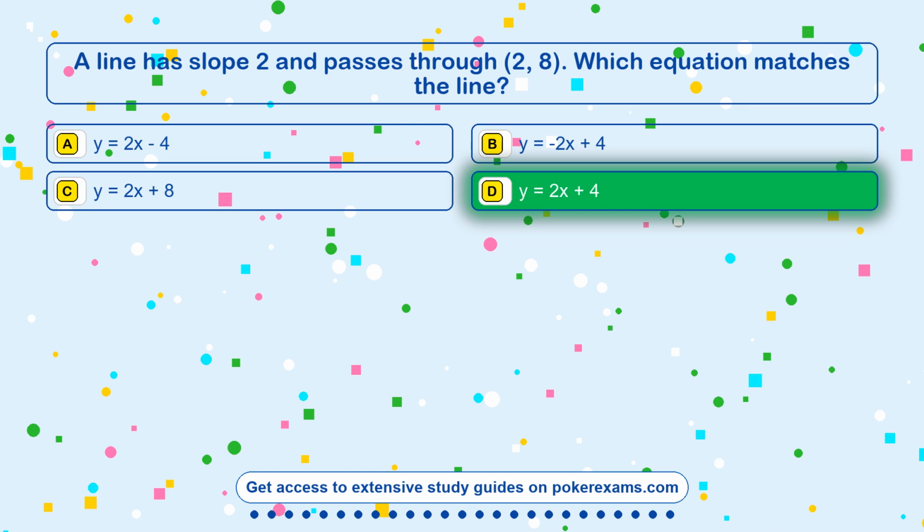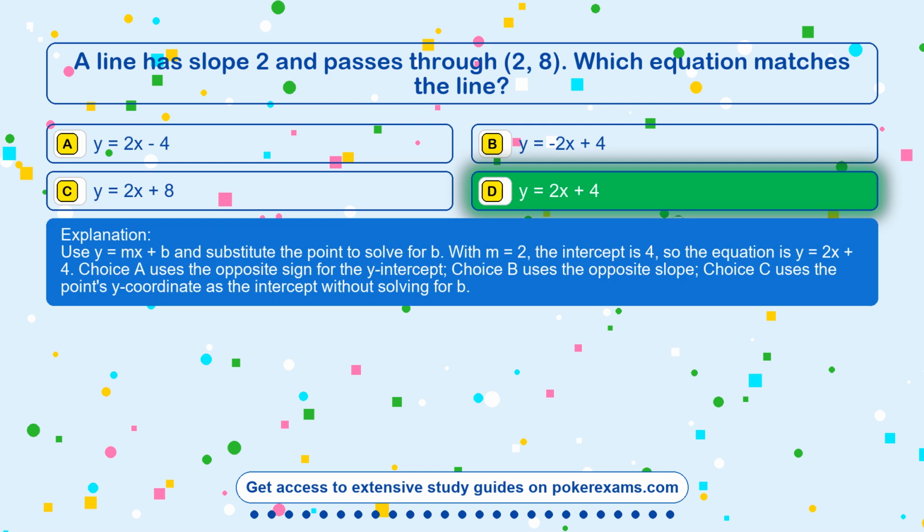The correct answer is option D, y equals 2x plus 4. Use y equals mx plus b and substitute the point to solve for b. With m equals 2, the intercept is 4, so the equation is y equals 2x plus 4.